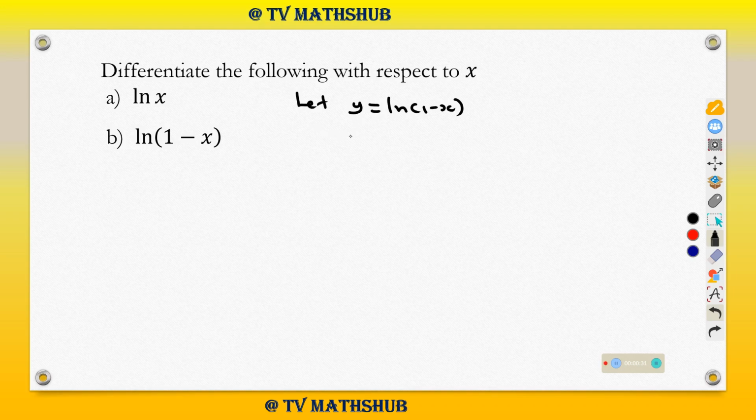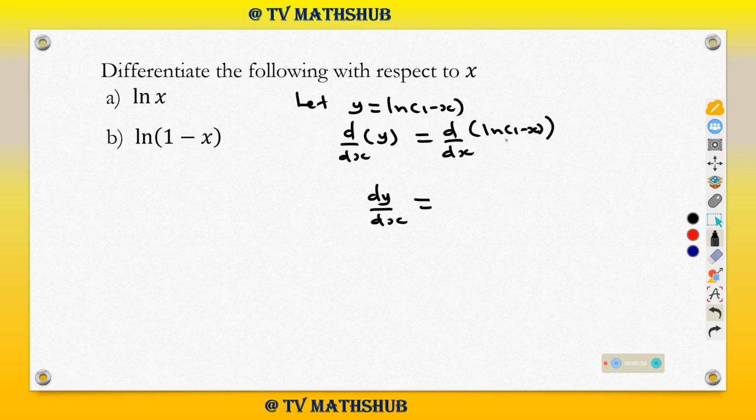The next step is to differentiate with respect to x on each of these members here. So that is d dx of y and d dx of ln of 1 minus x. So when we differentiate y with respect to x, we shall get dy dx. And this will be equal to, as we said, we shall differentiate the function, which is 1 minus x. This is our function. Then after differentiating this function with respect to x, you divide by the same function.